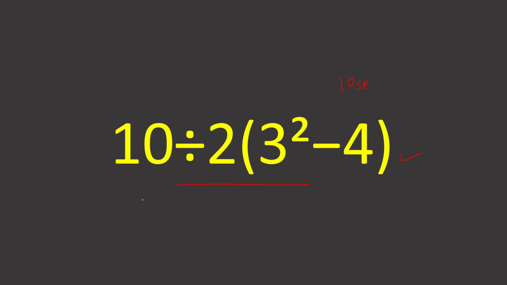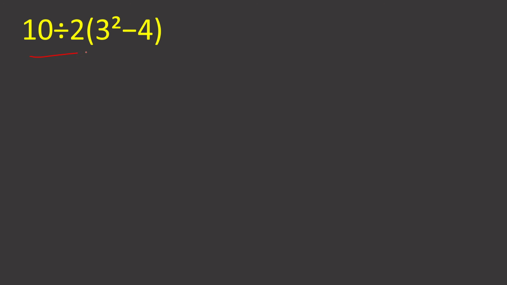Okay, your time's up. Here we have the question 10 divided by 2 parentheses 3 square minus 4. So here, as we can see, there is a parenthesis part which is 3 square minus 4. And here we will follow PEMDAS.